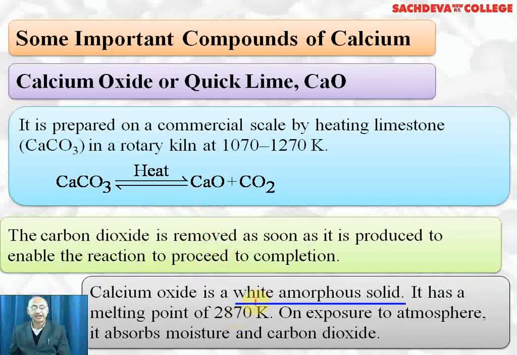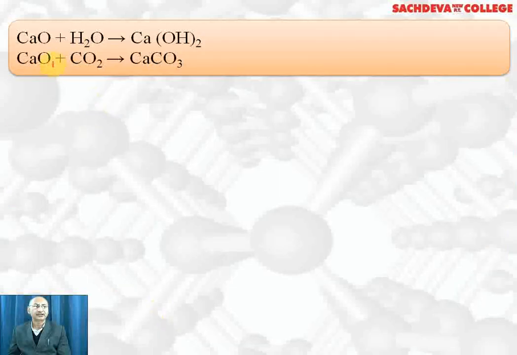Calcium oxide is a white amorphous solid. It has a high melting point of 2870 Kelvin. On exposure to the atmosphere, it absorbs moisture and carbon dioxide. The reactions taking place are: calcium oxide plus water gives Ca(OH)2, and CaO plus carbon dioxide will form calcium carbonate. Ca(OH)2 is called slaked lime and calcium carbonate is called limestone.